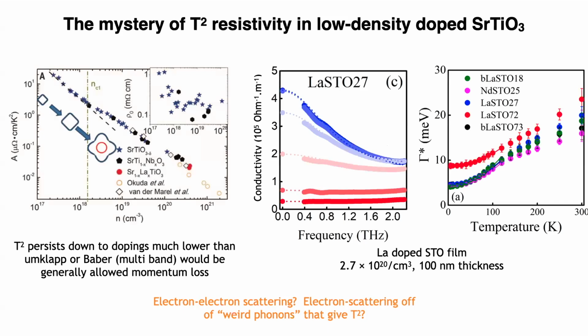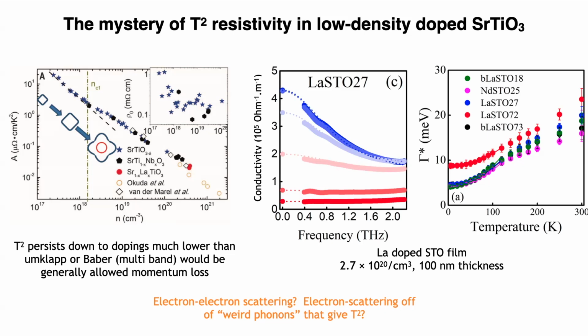Doped strontium titanate is famously the lowest density superconductor that we have, and quite interestingly, it shows T-squared resistivity down to very, very low doping levels. So you have a tiny little Fermi surface in the center of the Brillouin zone, and it's unclear how you can get T-squared resistivity because there's one band occupied, and the Fermi surface is so small it can't engage in Umklapp scattering. There have been various proposals that strontium titanate, famous for its unconventional lattice dynamics, has, let's just call them strange phonons, giving you T-squared resistivity.